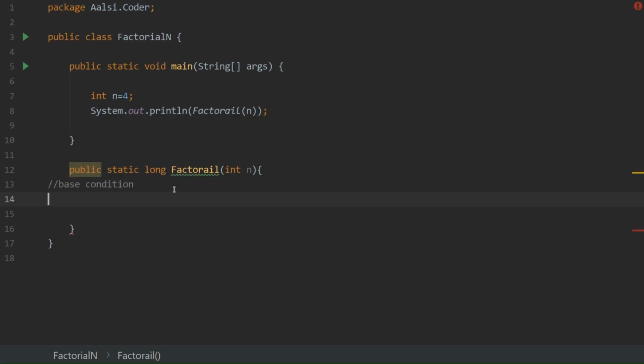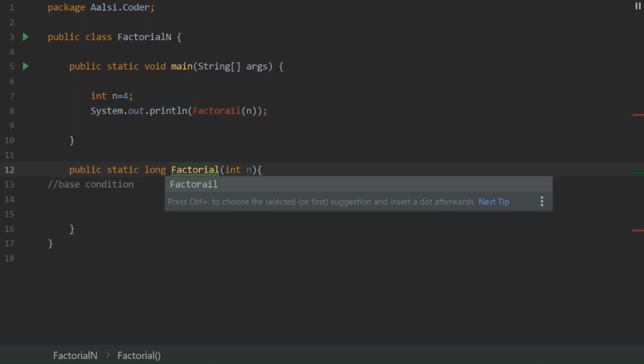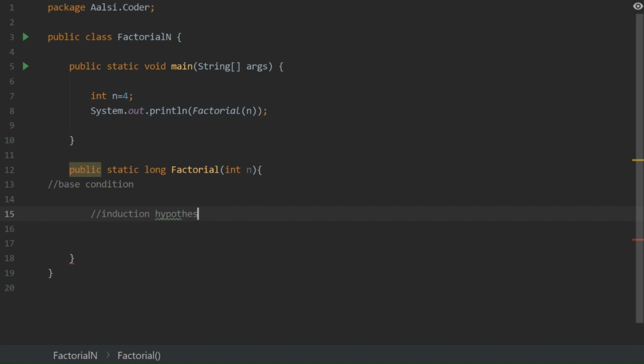So let's write the factorial program. What are the steps? First step is we identify the base condition, that is solve for f of 0. Next is the induction hypothesis. I will not solve the larger problem. The larger problem I will give to recursion, the induction hypothesis. The larger problem will be solved by the induction hypothesis.